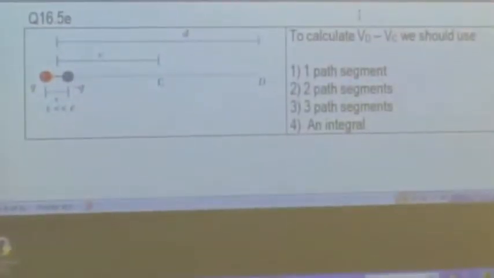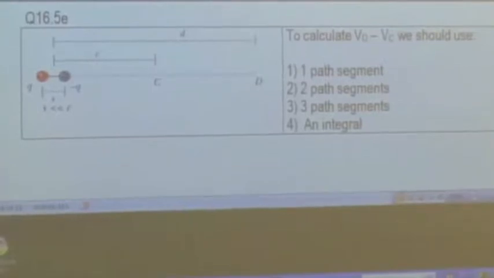How do you calculate for the case of a dipole? If you had a dipole and you wanted to find the potential difference VD minus VC, what should you do in terms of summing up the potential differences? Would you use one path segment, two path segments, three path segments, or would you have to do an integral in this case?